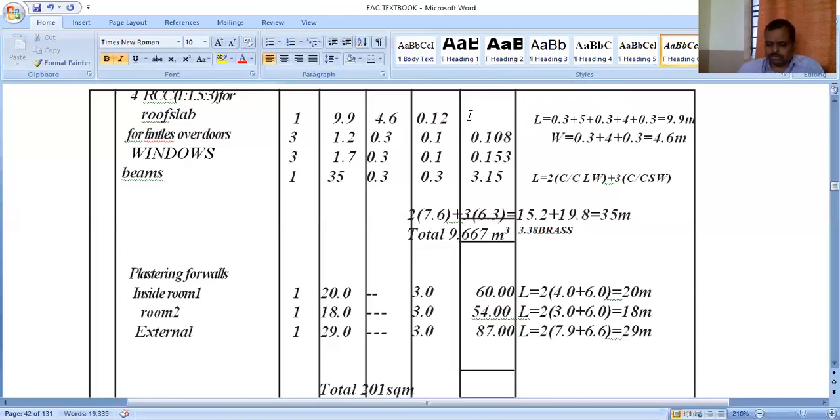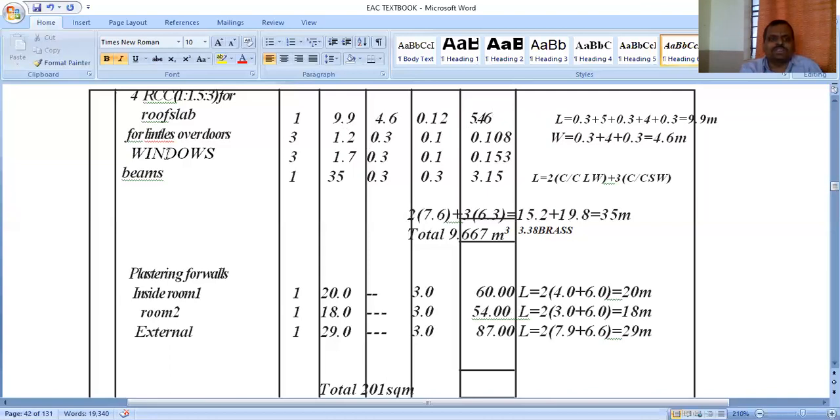I will just show you. So the number will be no doubt 1 multiplied by 9.9 is the length of the slab, multiplied by 4.6 is the width, and multiplied by 0.12 is the thickness or the depth of the slab. It is 5.46 cubic meter. In this manner, very easily it is possible to find out the total quantity of the slab.